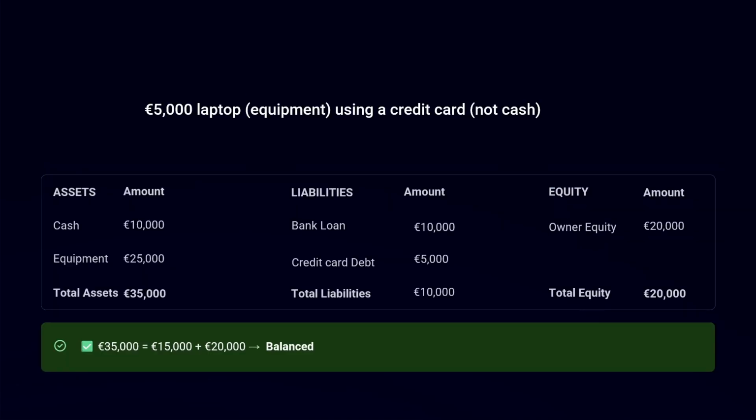Let's check how our balance sheet changes. You buy the 5,000 euro laptop equipment using a credit card, not cash, and your total assets are right now 35,000 euro. Your total liabilities grow as well with 5,000 euros, and you have 15,000 euros plus the 20,000 euros equity, and again we have the formula balanced.